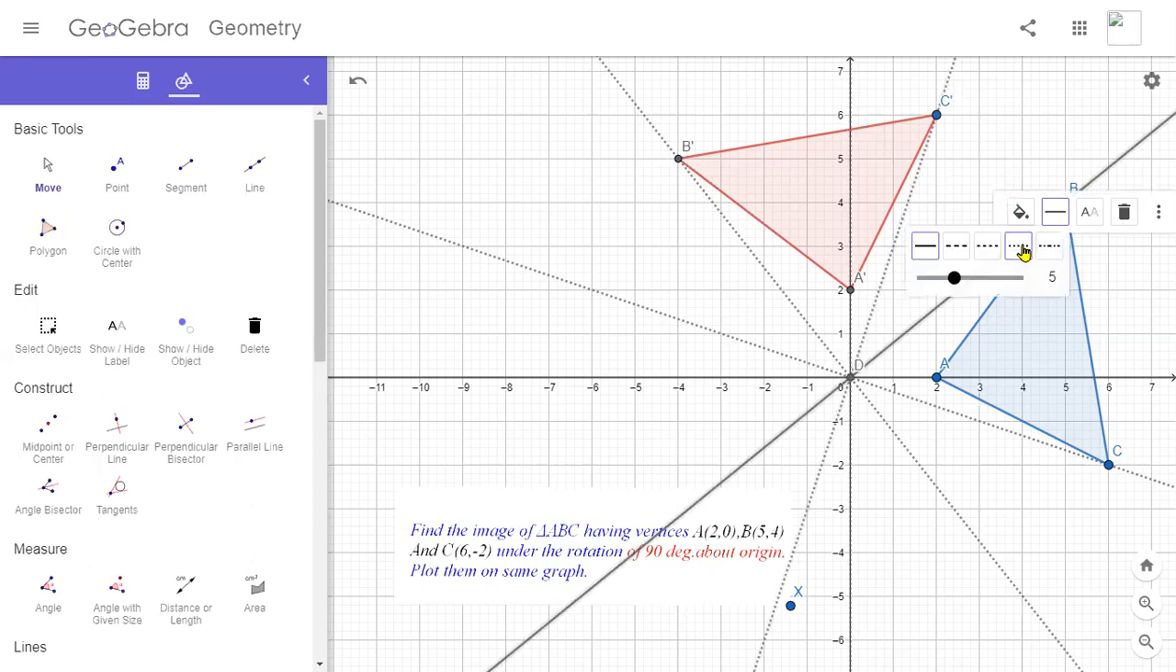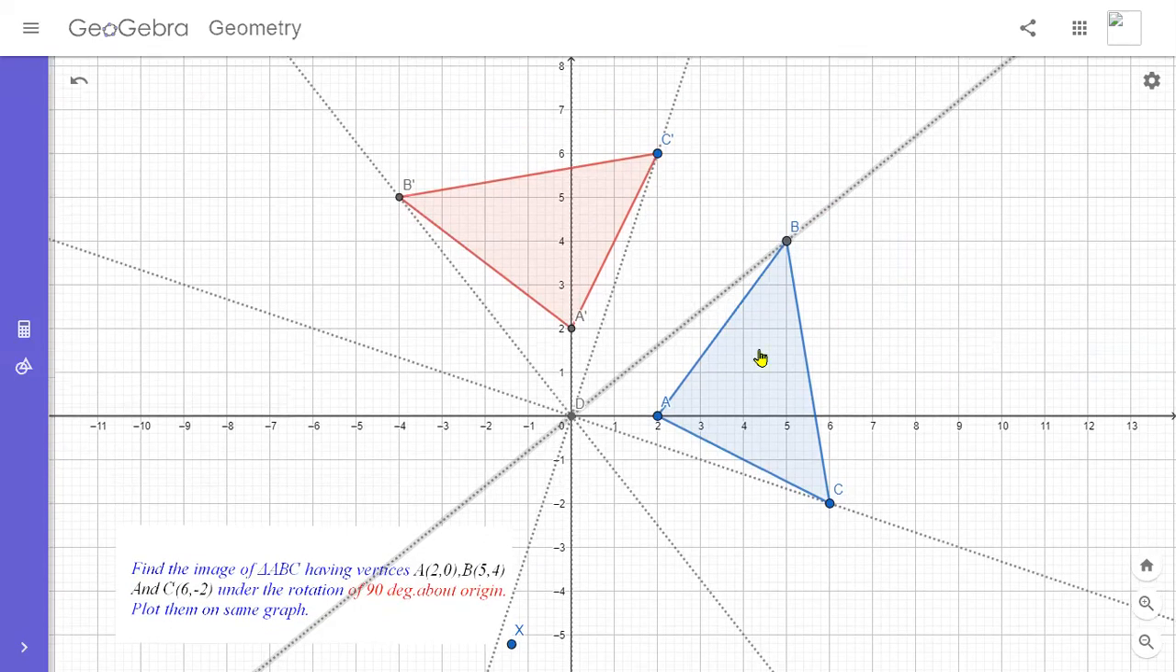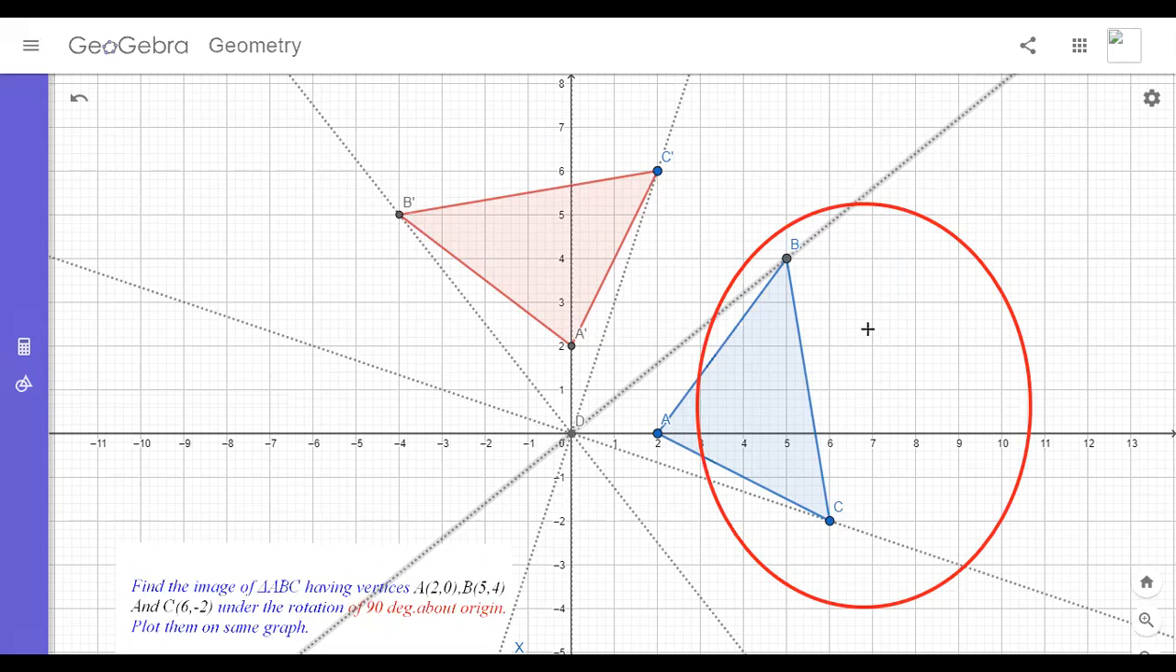This is one example related to the rotation. Okay, this is the final answer, the final drawing. Let me explain something about this drawing. This is the object, or we can say this is the pre-image. We have rotated this pre-image, okay, sorry, in counterclockwise direction. Let me mark the direction. This direction is the counterclockwise direction.